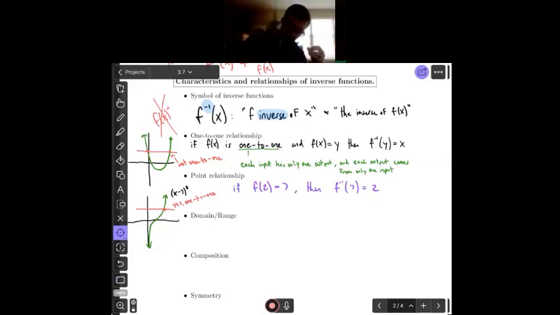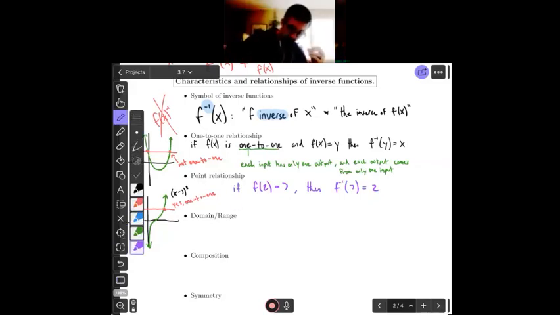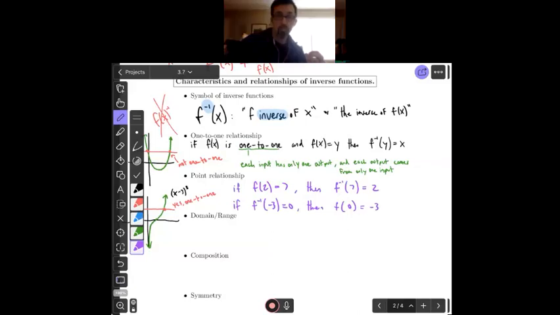Okay? Again, just another example, but just making up numbers. If f inverse of negative 3 is 0, then f of 0 must be negative 3. And we actually already saw that happen. We just didn't make note of it. Okay, so I'm going to flip back.